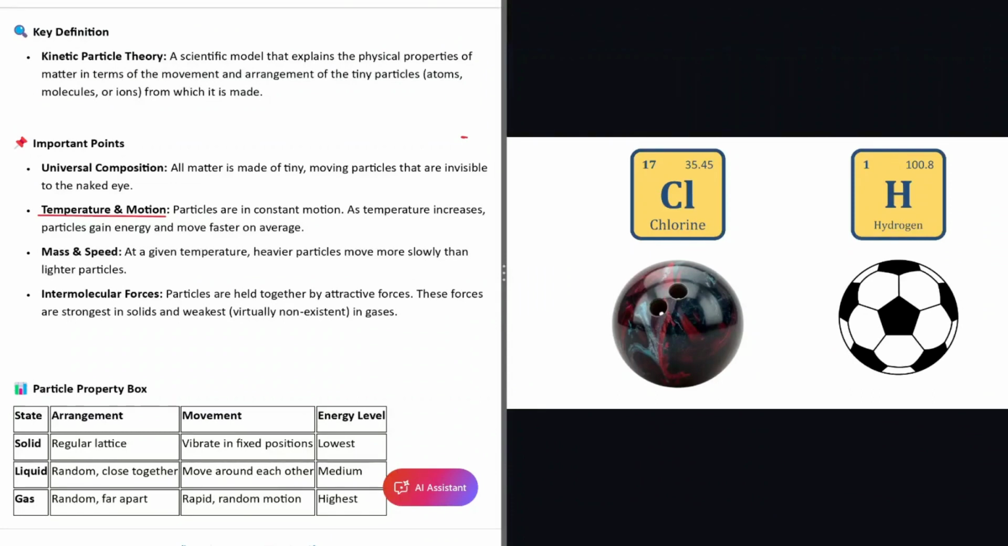Point 3 is mass and speed. This is simple. Imagine you kick a heavy bowling ball and a light soccer ball with the same strength. Which one flies across the field faster? The soccer ball. In chemistry, lighter particles move much faster than heavy ones.